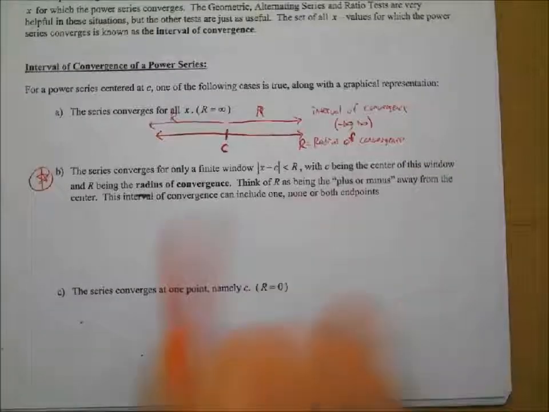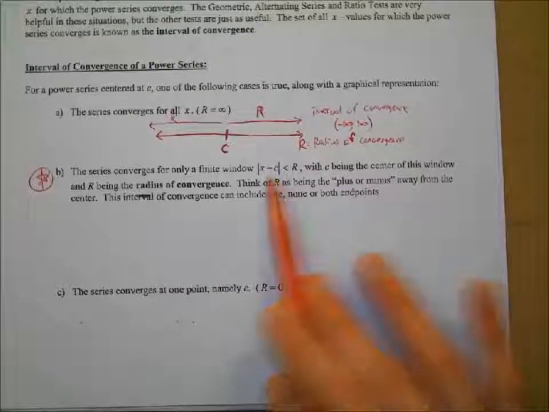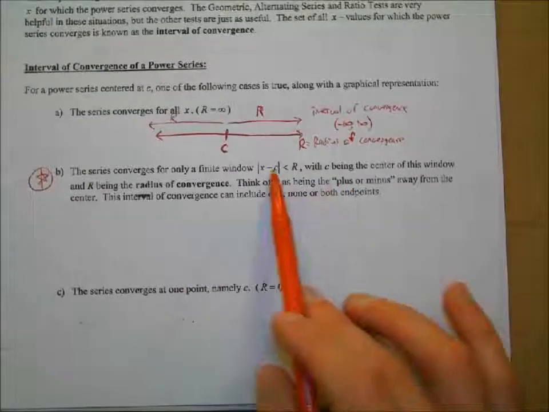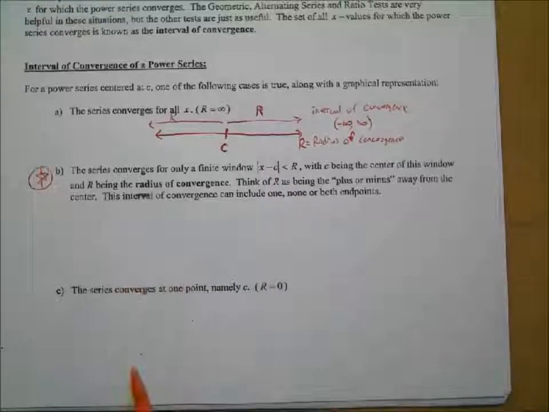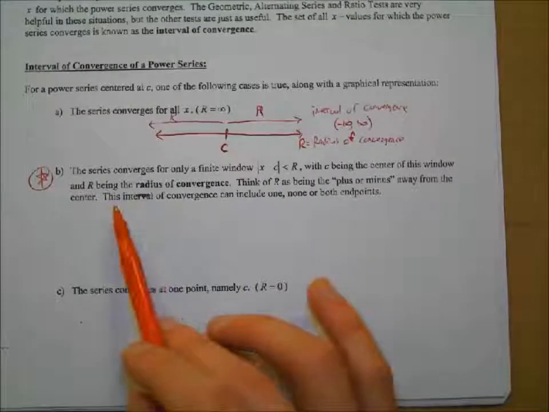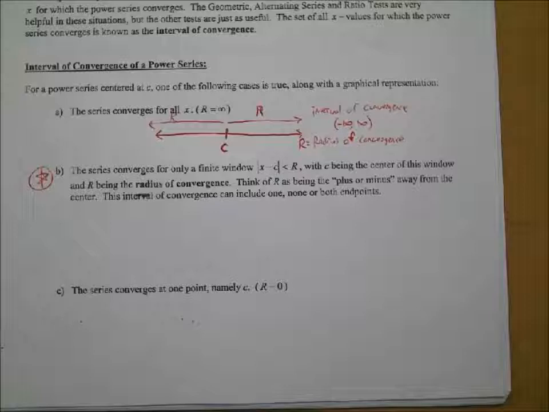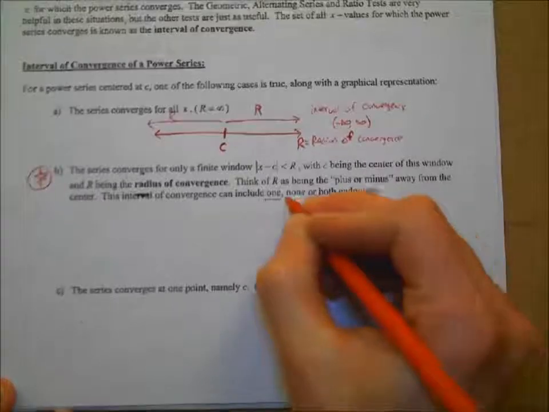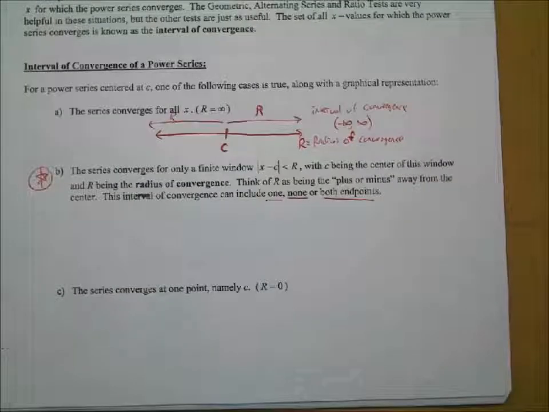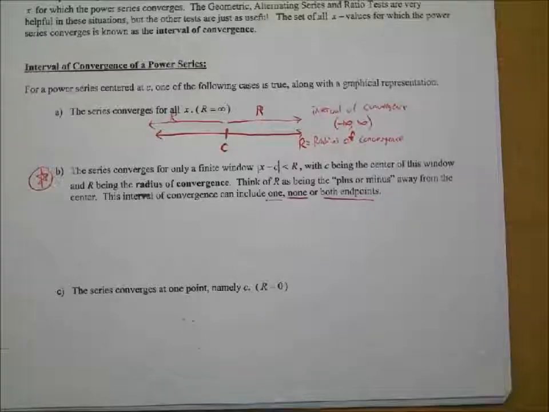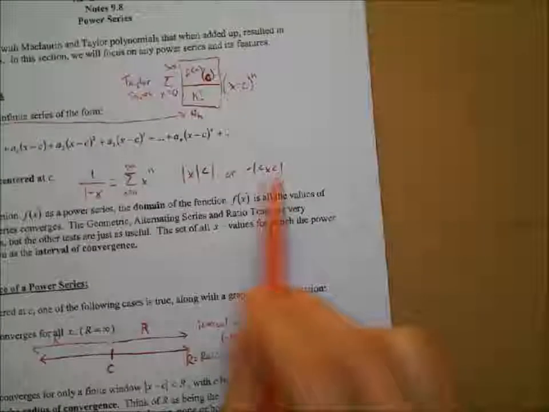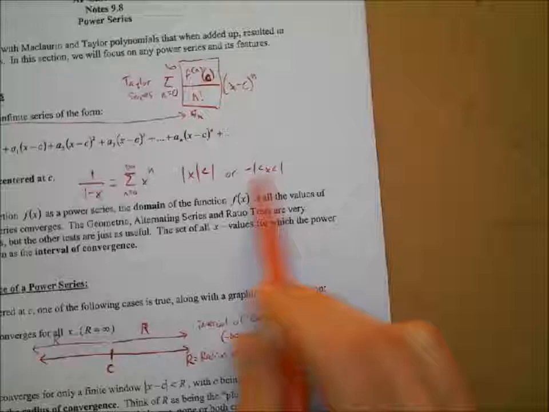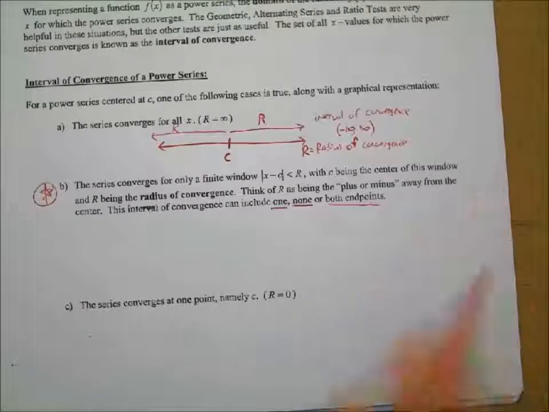So same idea here, just more in general terms. Again, C being the center of the window, R being the radius of convergence. So this interval of convergence can include one, none, or both endpoints. In other words, not only will we be coming up with the interval like we talked about up here, we also have to be checking those endpoints to determine whether they work, quote unquote, or not.